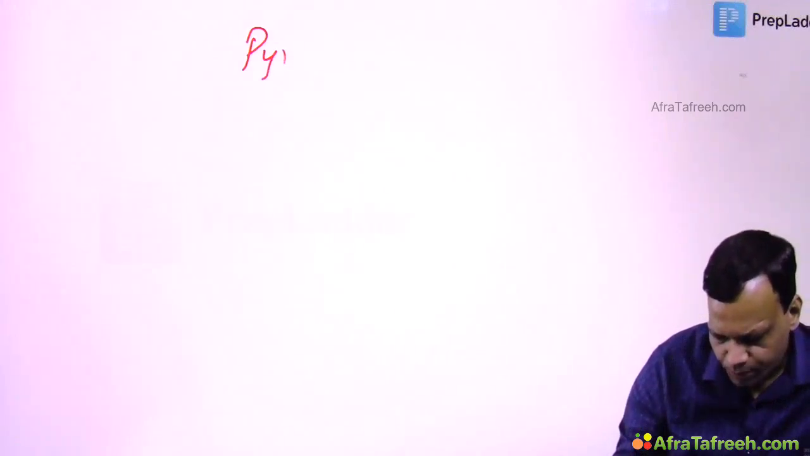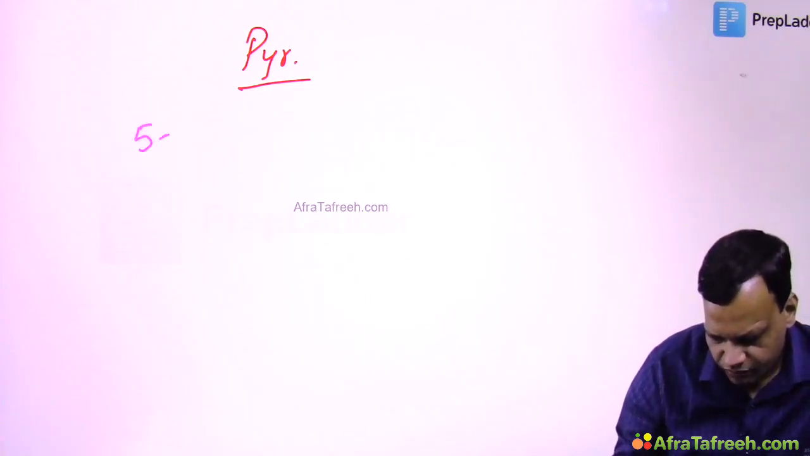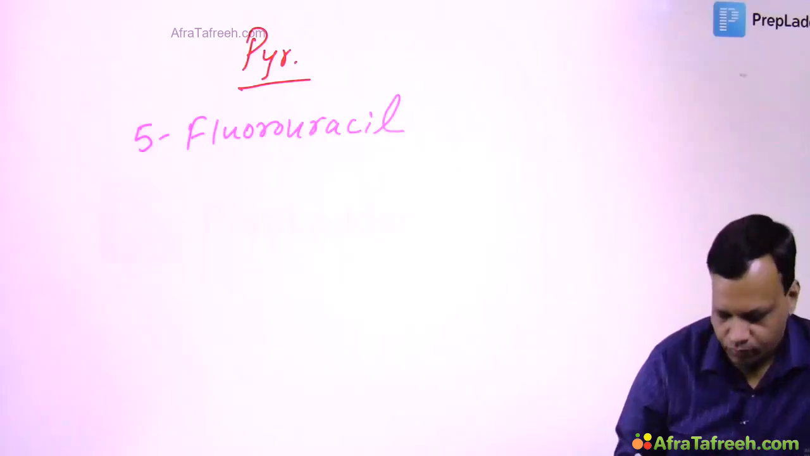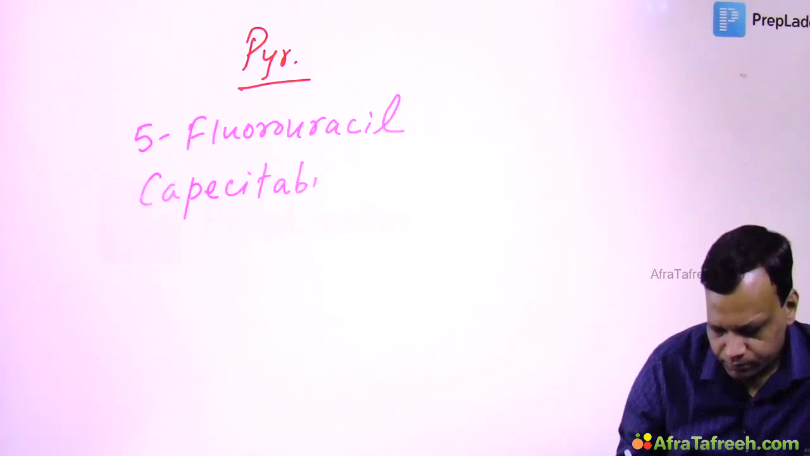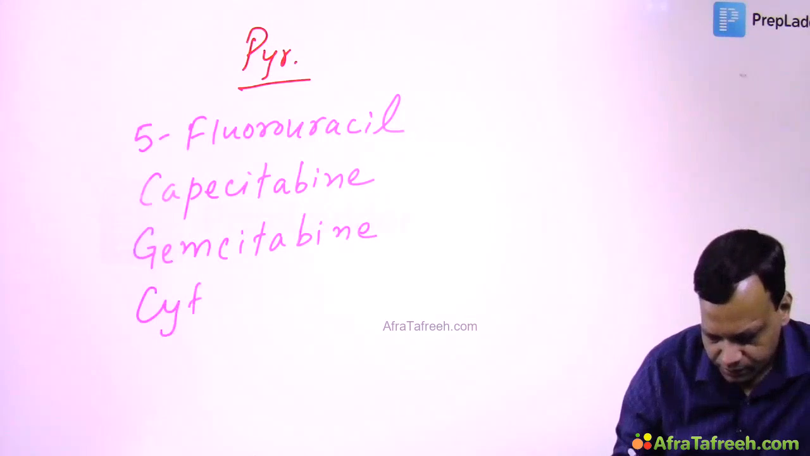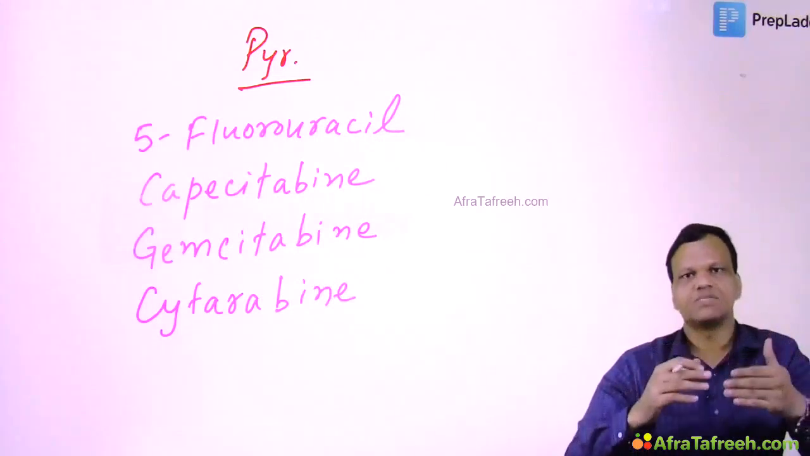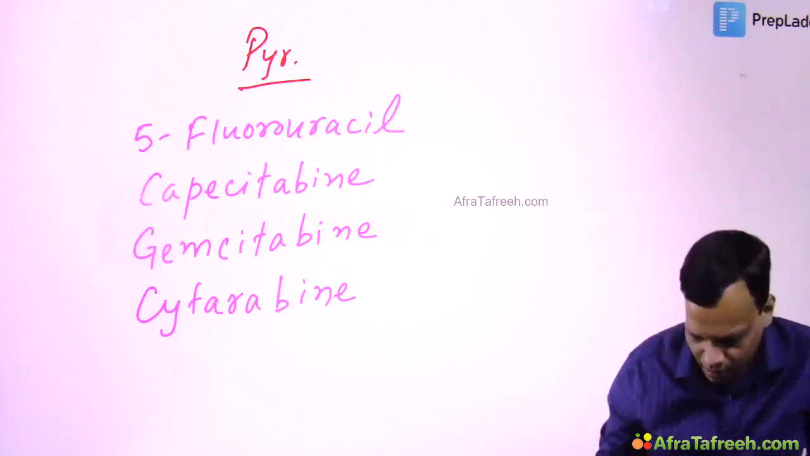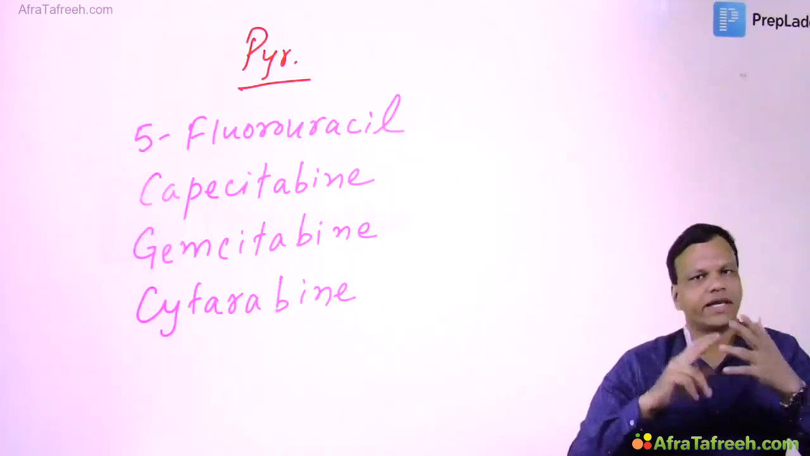So drugs similar to pyrimidines include 5-fluorouracil, capecitabine, gemcitabine and cytarabine. Like all the anti-cancer drugs, they also cause 4 side effects: bone marrow suppression, alopecia, diarrhea, hyperuricemia.